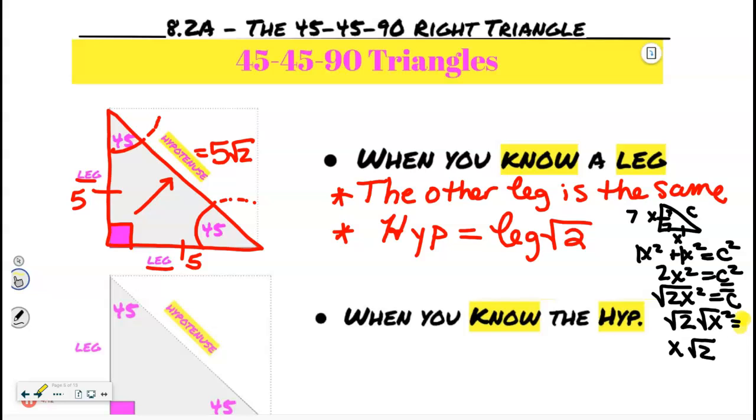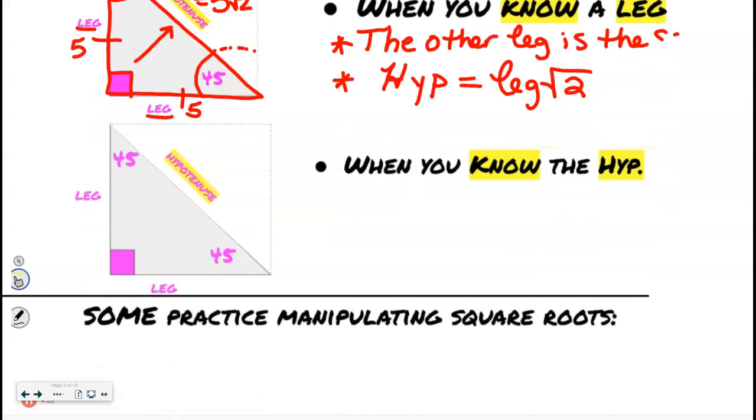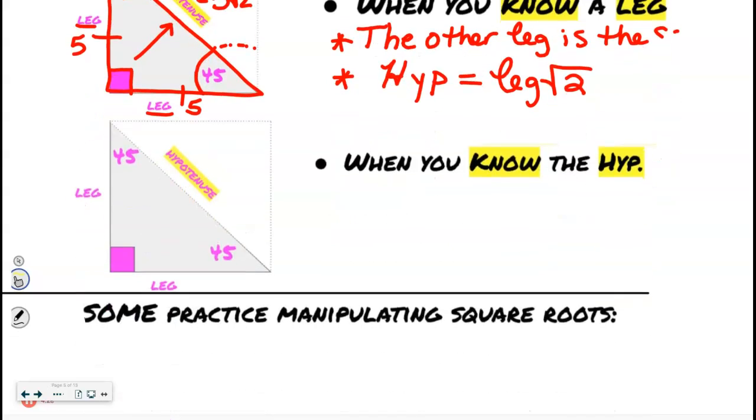So if I knew this was 7 and this was 7, if I did the Pythagorean theorem, I'd get 7 times the square root of 2 all the time. So easy if you know a leg. Again, don't write this down. This is 11, this is 11, this is 11 root 2. Very easy. But what about if on the 45-45 only, that's all we're working with today, you have to have an angle marked as 45, then you know the other one's 45.